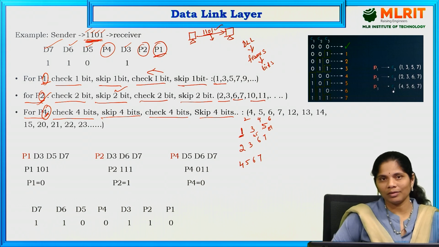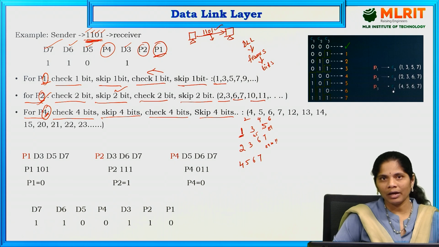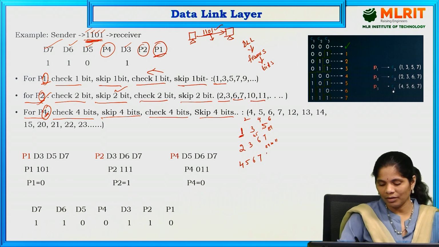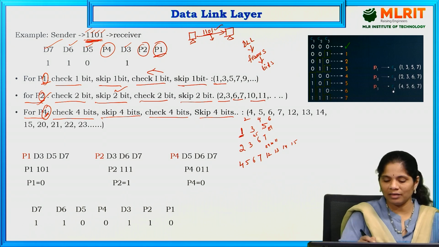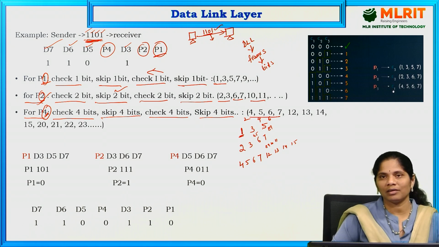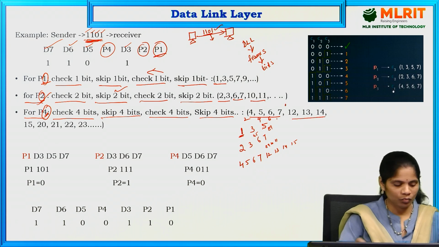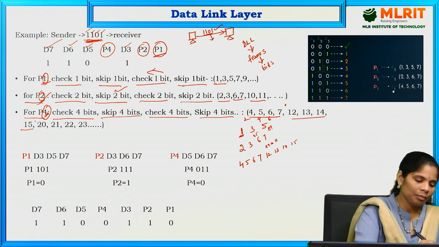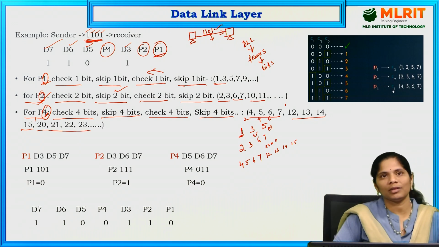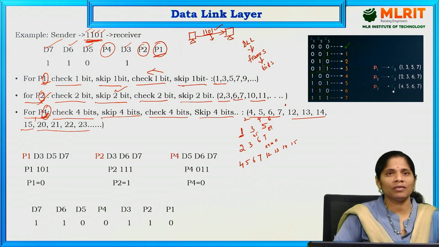Then what do we skip here? 8, 9, 10, 11 we skip. Again we check 12, 13, 14, 15. Like this the process goes on. See here, 4, 5, 6, 7 is checked, 8, 9, 10, 11 is skipped, next 12, 13, 14, 15 is checked, next 16, 17, 18, 19 is skipped, next 20, 21, 22, 23 is checked. This is the fourth position. Like that we have to use this.